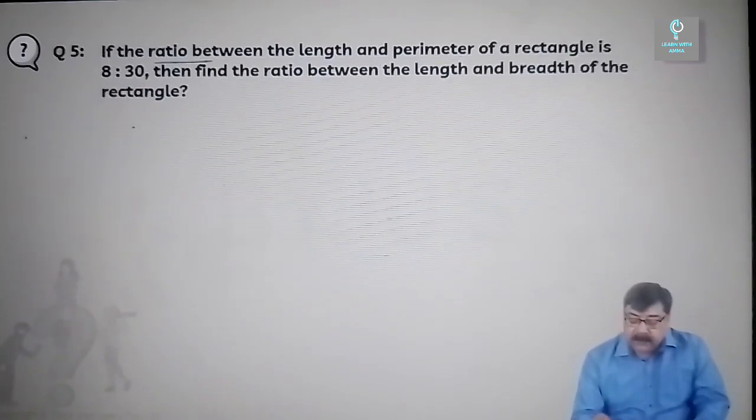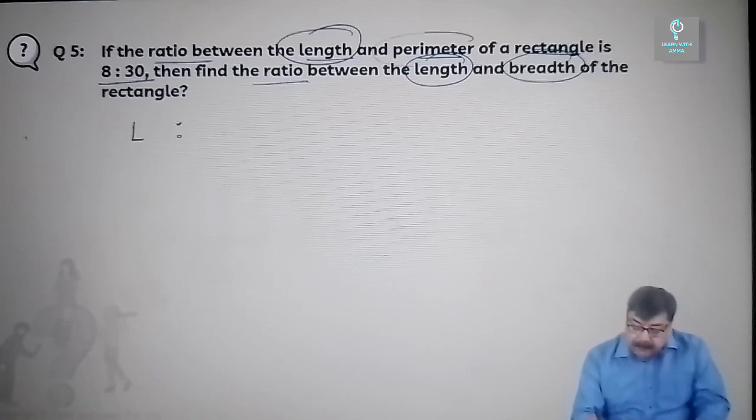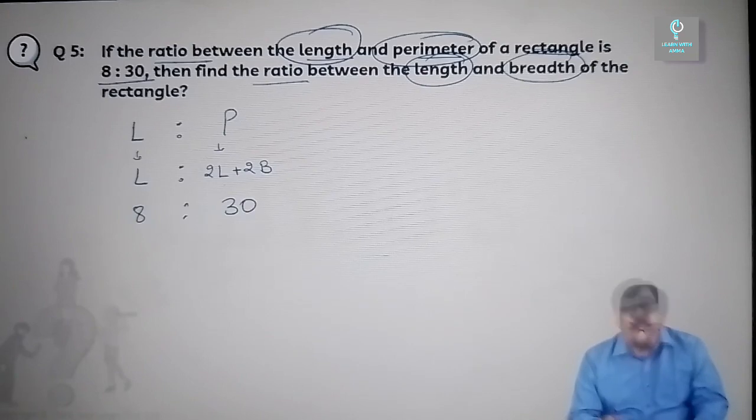Now if the ratio between the length and perimeter of a rectangle is 8:30, then find the ratio between the length and breadth of the rectangle. So the ratio which is given to you is between the length and the perimeter. So length is as it is, and perimeter is what? Perimeter is 2 times L plus 2 times breadth. And this is 8 and this is 30. So let us mark this as 8x and 30x.